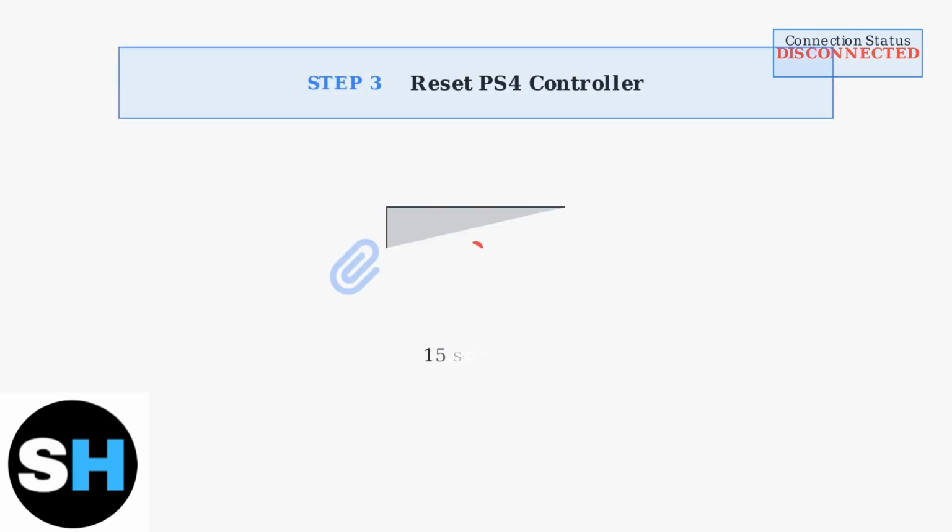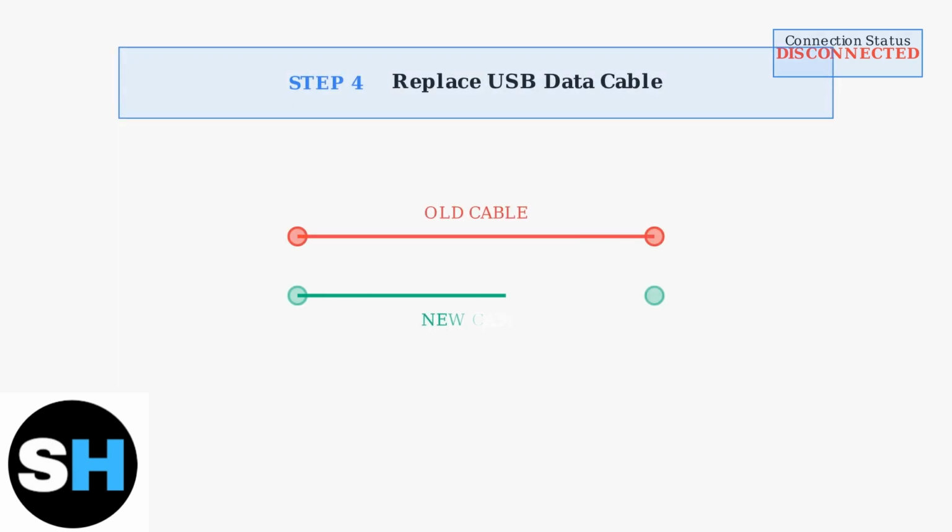Step 3. If you experience disconnections during gameplay, reset the PS4 controller. Use a paperclip to press the reset button on the back for 15 seconds, then reconnect and pair it with the PS4. Step 4. Try replacing the USB data cable connecting the controller to the steering wheel. A faulty cable is often the cause of connection issues.